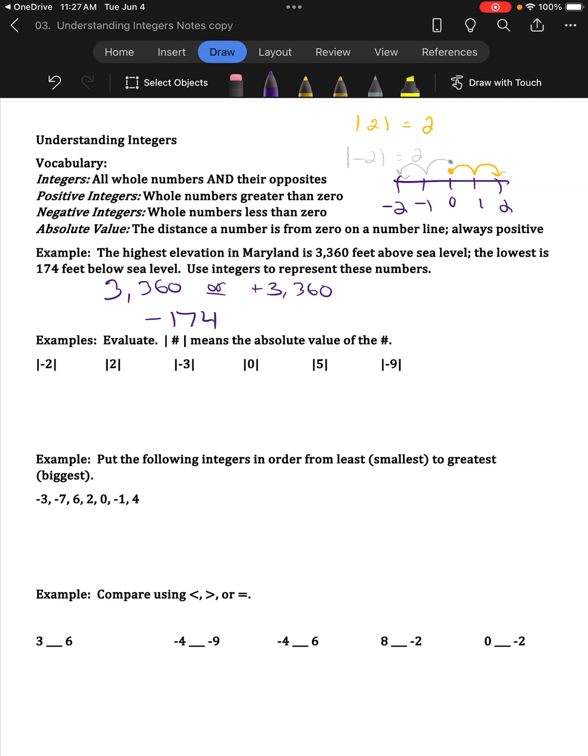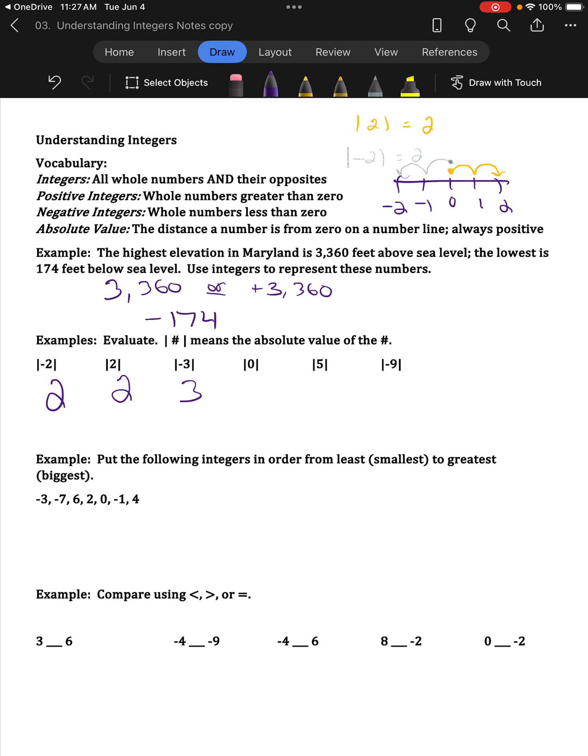Evaluate each of the following. The absolute value of. Now we know this just means how many steps away from 0 do we have to go to hit this number. And we already know the absolute value of negative 2 is 2. The absolute value of positive 2 is 2. How many steps would we have to take to get to negative 3? Well, from 0, we'd have to go to negative 1, negative 2, and negative 3. If you were counting, that's 3 steps.